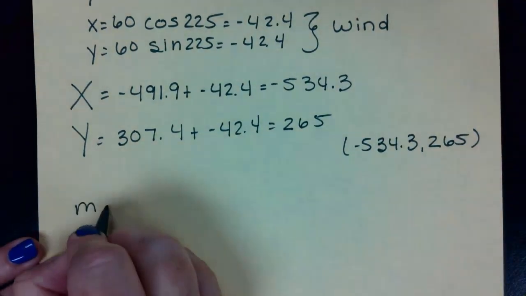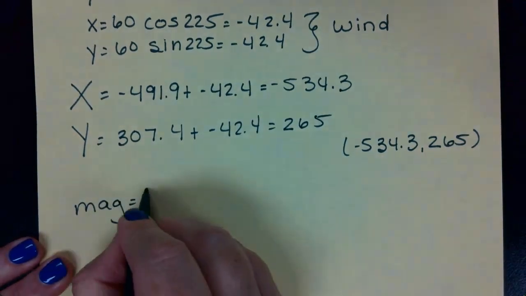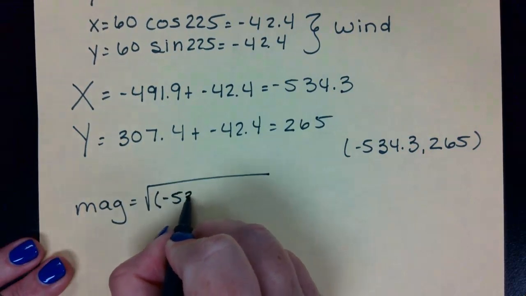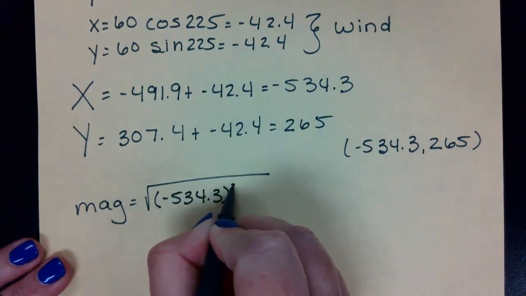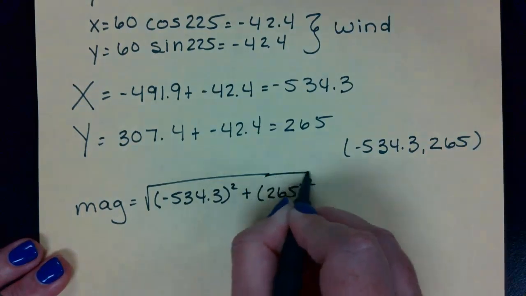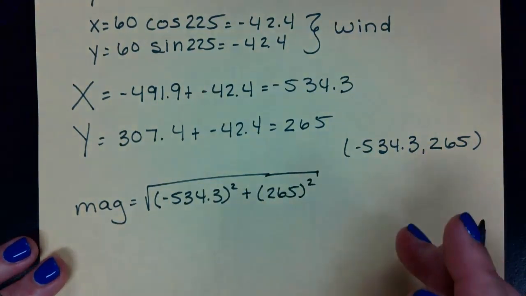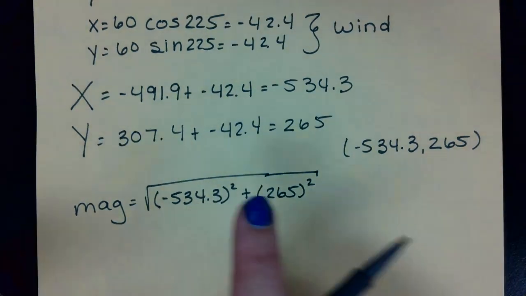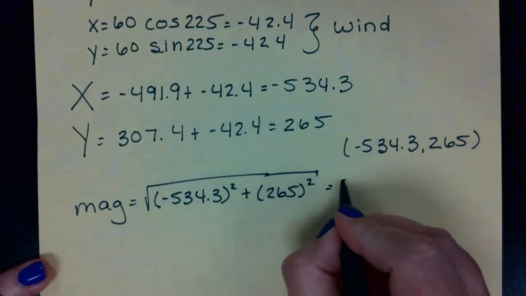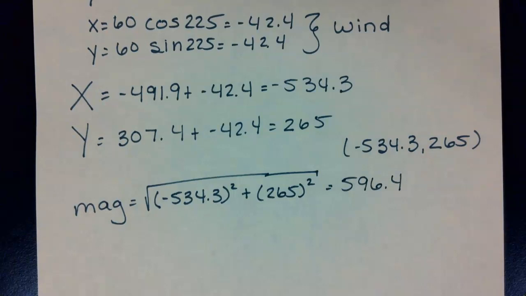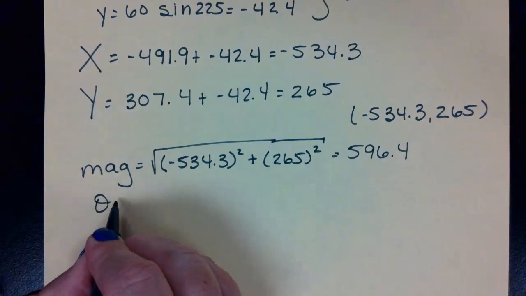Now we have to go find our magnitude. And this is where we start squaring things. So negative 534.3 squared plus 265 squared. Okay. Type this into the calculator. Please make sure you put these into parentheses. And I get 596.4. Okay. Now, what we're going to do is go find our inverse tangent, our angle.